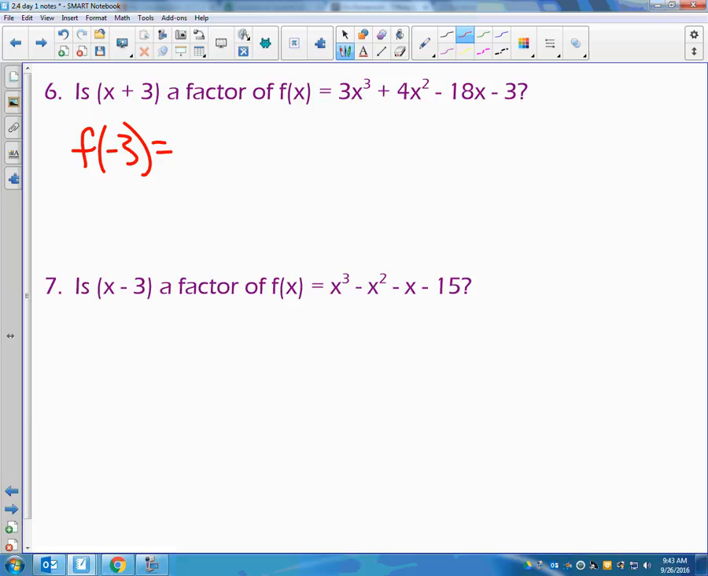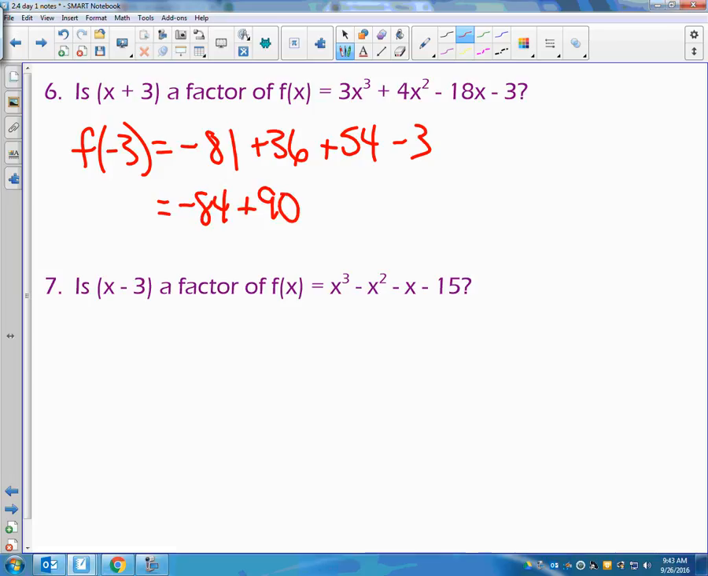I'll do this without my calculator here, just to show you. Oh, I did that wrong already. We don't need a calculator. I got it. It's -27 times 3 is -81, and then 9 times 4 is 36, and then 18 times -3 is plus 54, and then -3. So that's -84 plus 5, 6, 7, 8, 90. So 6. Did you get 6? You should check my math. You know I'm wrong all the time.